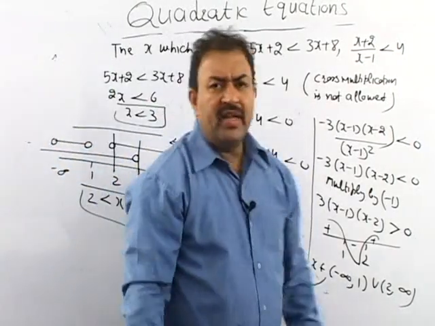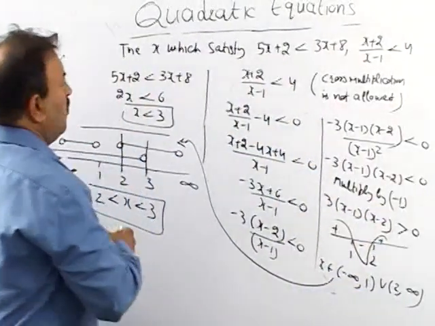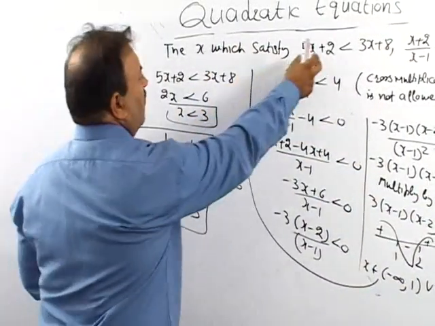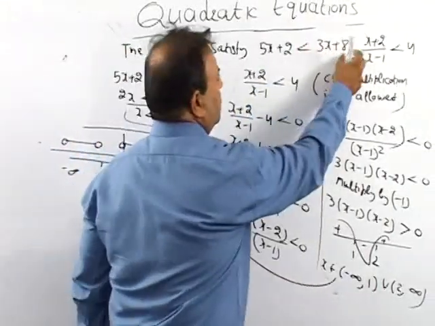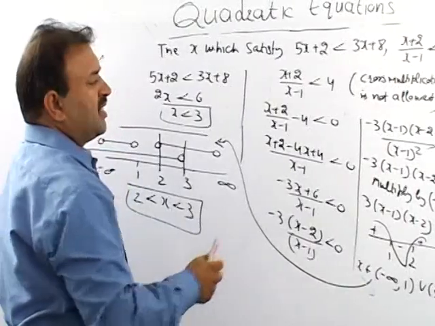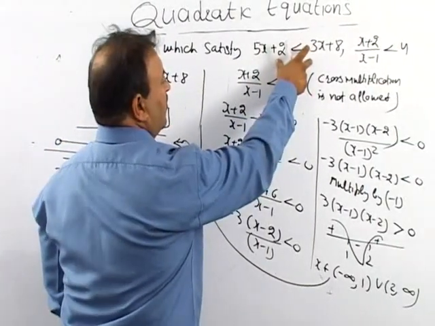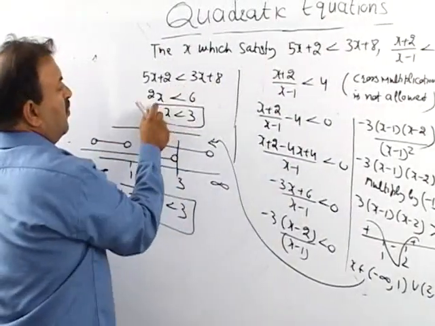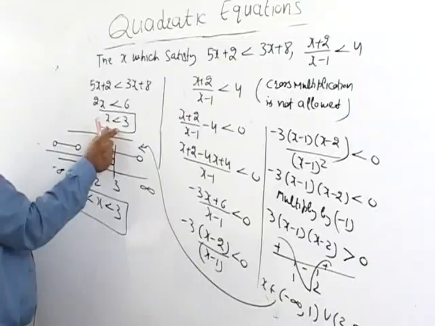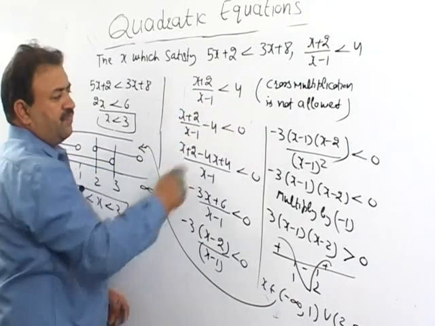So let us try to understand once again. The question is like this: we got the x which satisfies 5x plus 2 less than 3x plus 8, and x plus 2 upon x minus 1 less than 4. First of all, we take this inequation. We got 2x less than 6, x less than 3. Here, be careful, cross multiplication is not allowed.